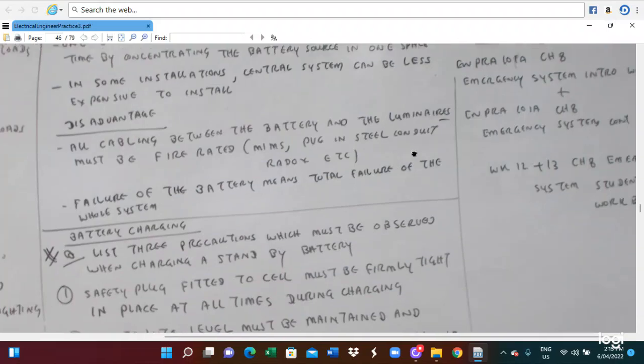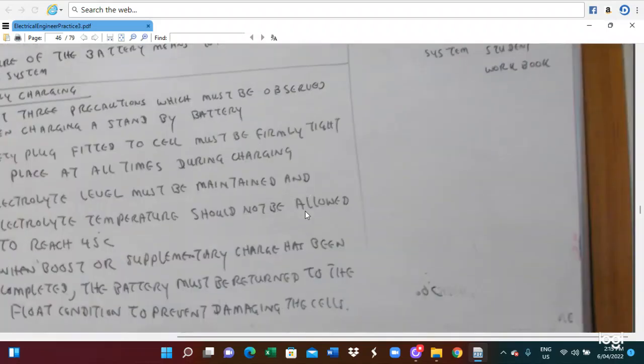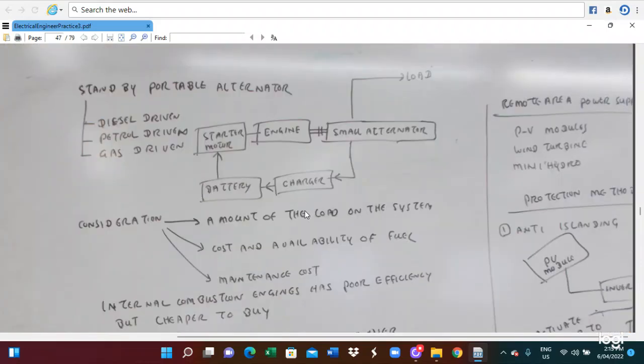So this is the changeover system, for the emergency system. This is a standby portable alternator system. They can be diesel driven, petrol driven, or gas driven. So this is the standby portable alternator: a motor engine and small alternator supply the load, and also a battery charger supplies the battery.